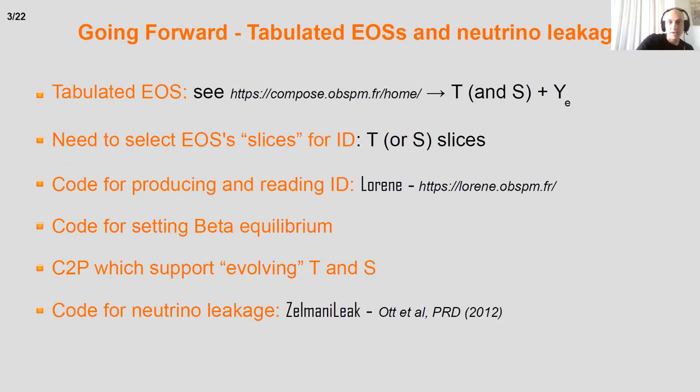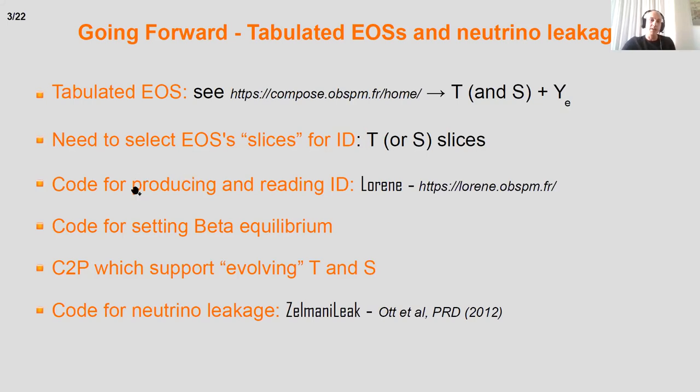The recent development concerned the implementation of some features in order to evolve the tabulated equation of state. Tabulated equations of state are of the form that you can see, for example, on the CompOSE website. Basically, you have all the variables, where the pressure is a function of rho, T, and YE, so temperature and electron fraction. So one needs to select one slice of this three-dimensional table for the equation of state, and we performed two kinds of slices for the initial data, with constant temperature or constant entropy.